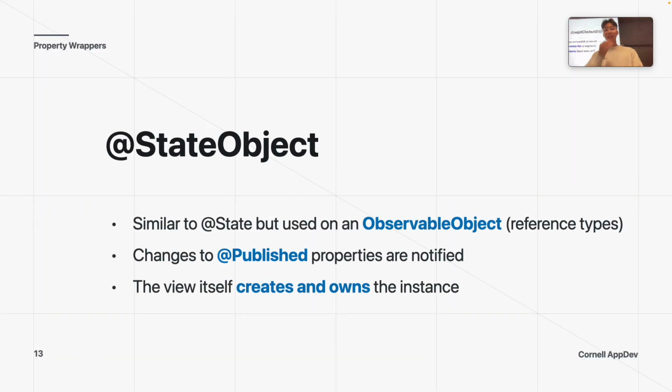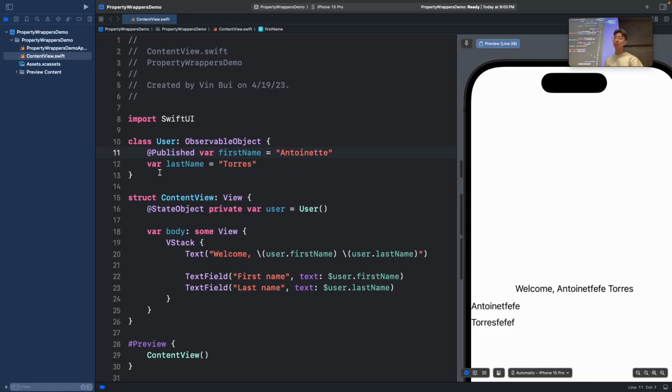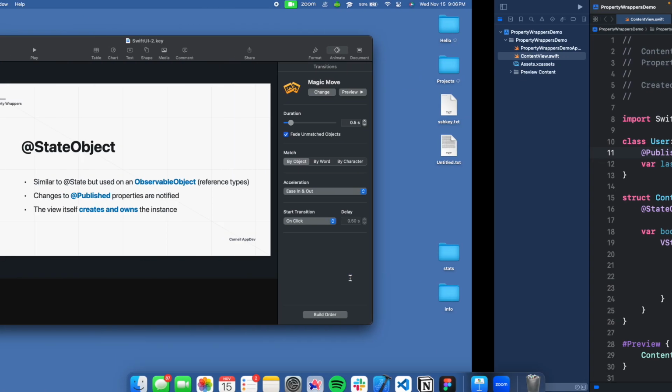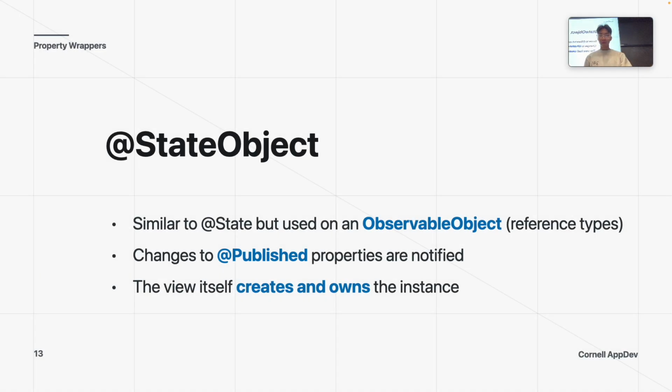So again, @StateObject is similar to @State, but it's used whenever you're using a reference type. So you're using it on some kind of observable object. In the example earlier, I used it on this class, which is an observable object. So that object that I create will be observed, and the properties that I mark with @Published will be observed whenever I change them. And you want to use it if the view itself creates and owns it. So in the example earlier, I created an actual user object. That's why I can use @StateObject.